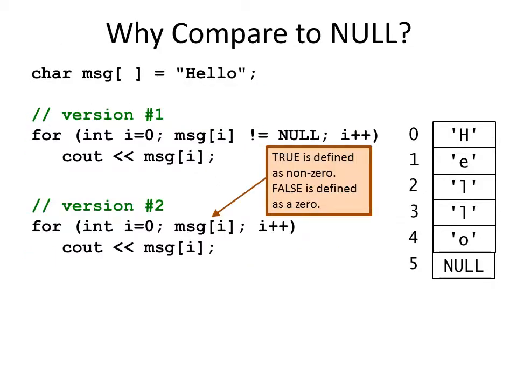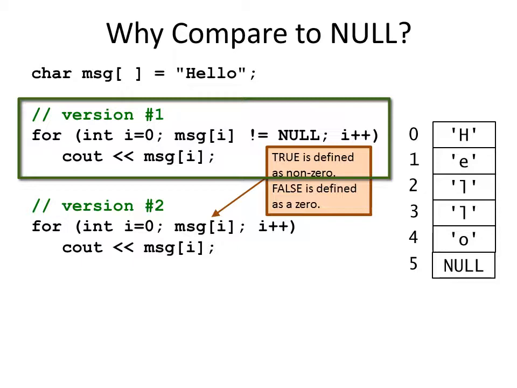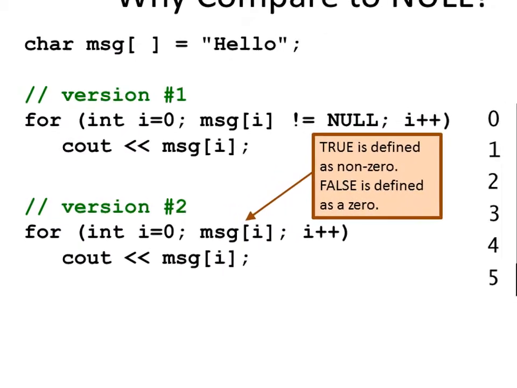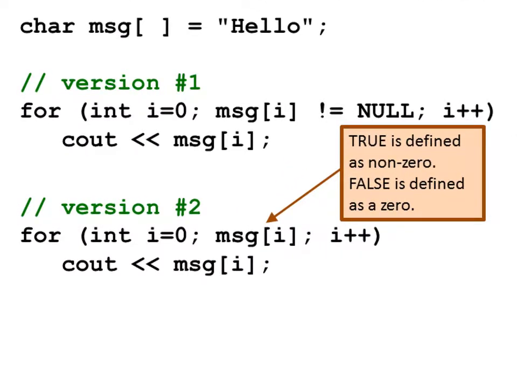Why compare to null? Here's version 1. Version 1, I'm saying message sub i is not equal to a null, but the definition in C and C++ for true and false: true is anything that's non-zero, and false is anything that is 0. So why compare to null? I could just say message sub i, because the H, the E, the LL, and the O numeric values are not 0. But when I get to the null byte, I end up with a 0, which means false, and I'll fall out of my for loop.